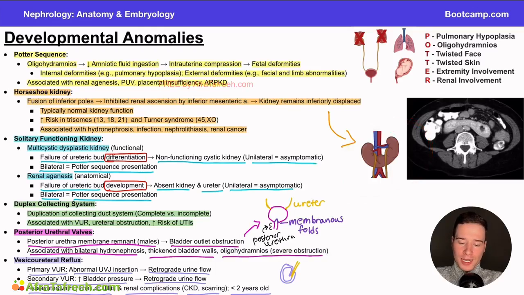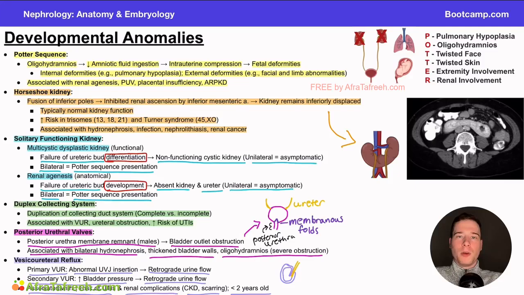For solitary functioning kidney, less commonly asked about, but a real differentiating feature they want you to know is the difference between functional and anatomic deficits. This has to do with failure of differentiation versus failure of development. For duplex collecting system, we talked about complete versus incomplete. The idea here being that we either have two separate ureters or we have one ureter that actually splits into two in the proximal portions.